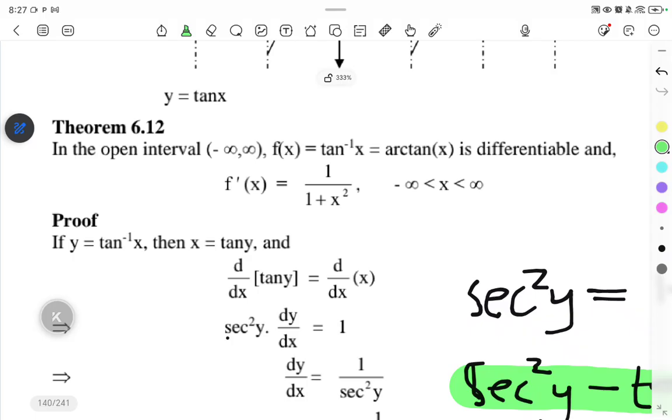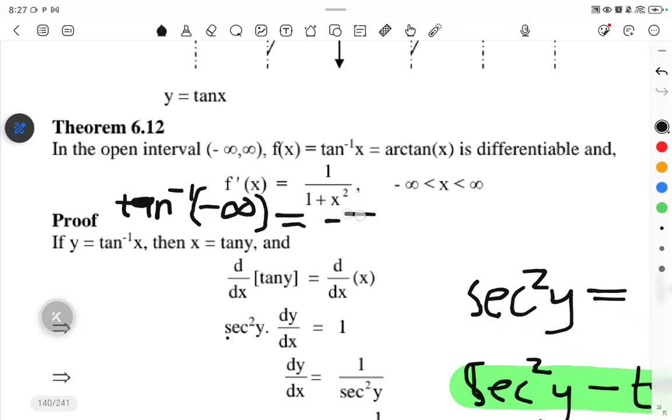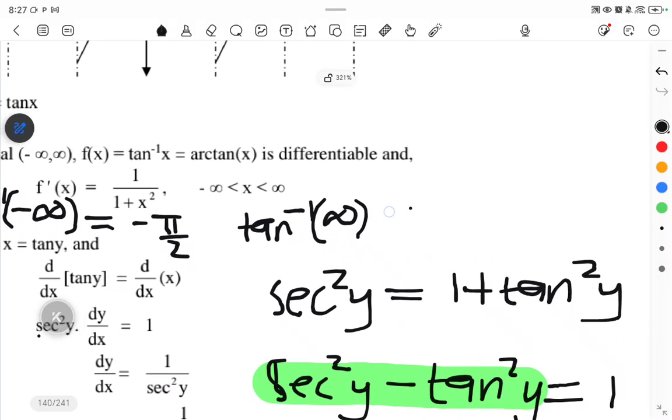What you should know here is that arctan of minus infinity won't be minus infinity. This will be minus pi over 2. And this is something you should know from now, since if you're going to be doing maths next year, advanced calculus, you should know this from here.